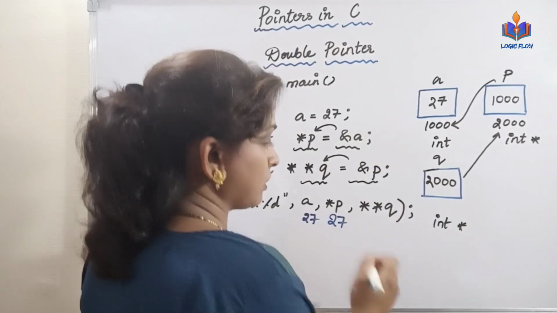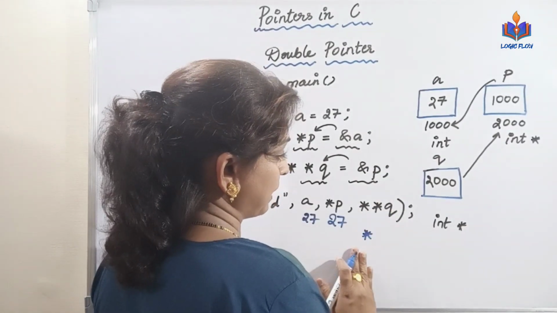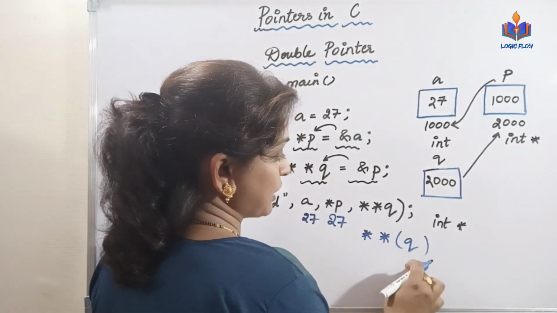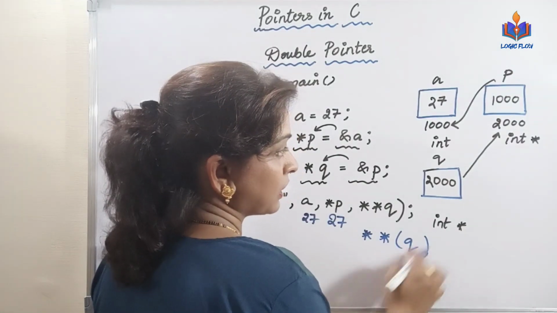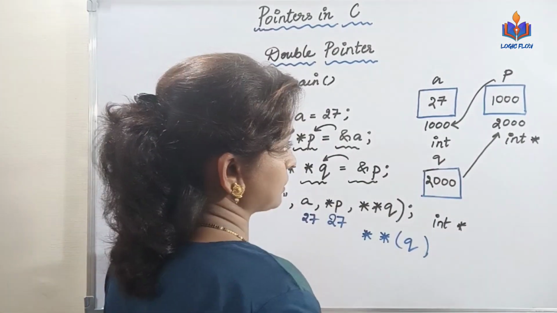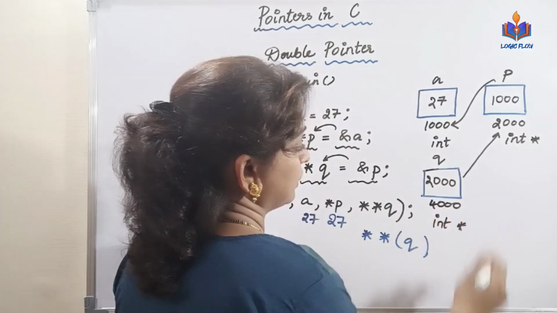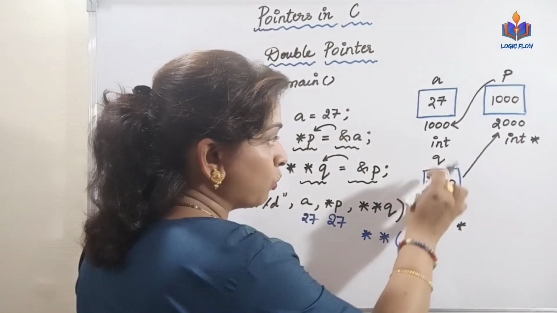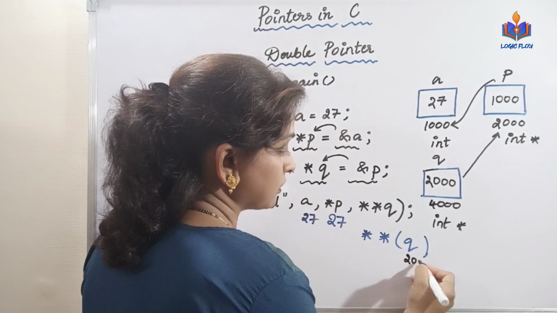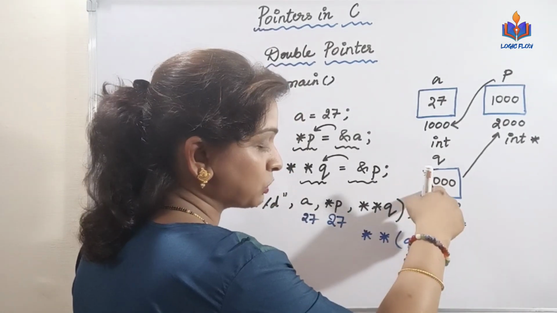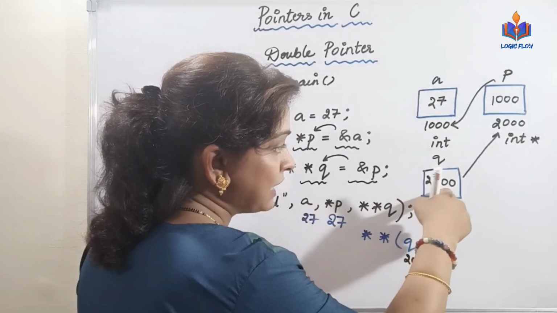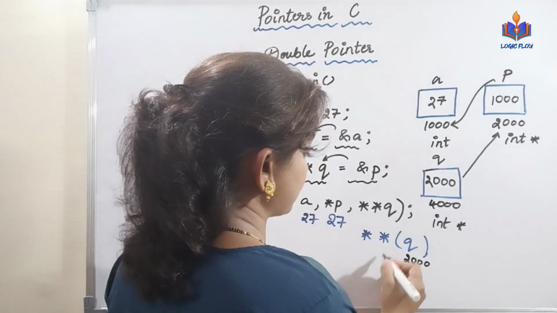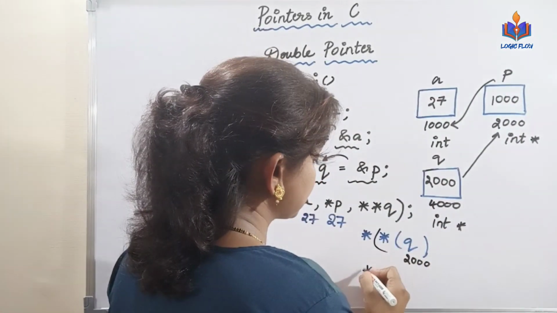Done. Then look here. Let me write asterisk, asterisk q, double asterisk. I say q. What is q? Even this pointer variable q will also have some address, let me say some address like 4000. It may be used if I try to point one more pointer to it. Now what is the value in q? It is 2000, right? When I say asterisk q, it is the value at the location 2000, and the value at the location 2000 is 1000. So when I say asterisk q, it is 1000.